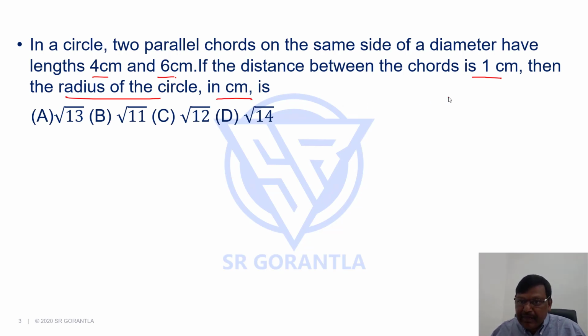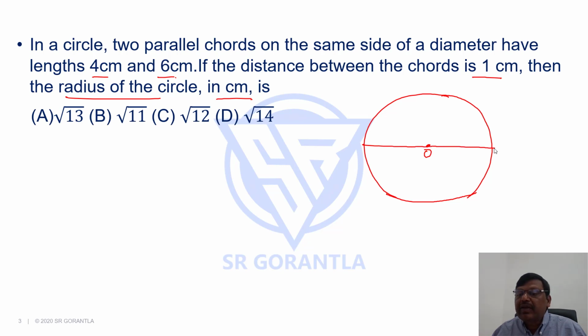Let's draw the diagram. If you take this as the center O, let's say this is the diameter. Let me name it as AB. There are two parallel chords on the same side of the diameter. So let us say this is one chord CD and there is another chord EF.